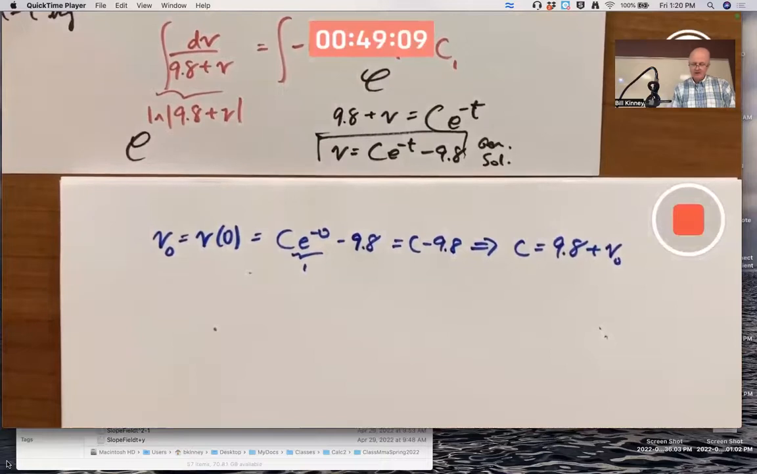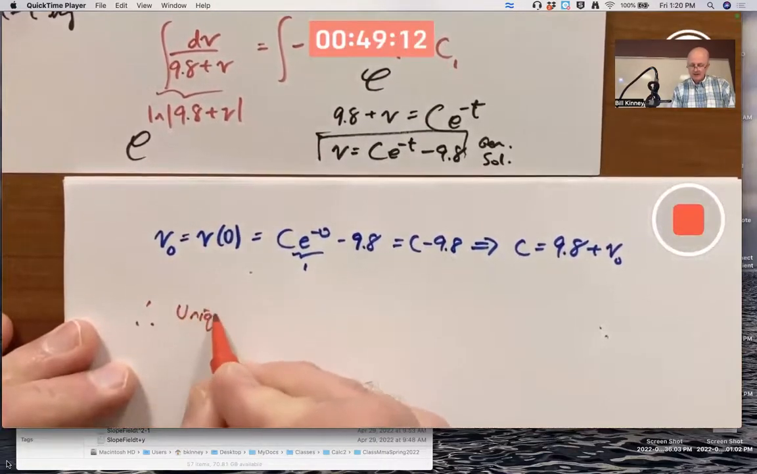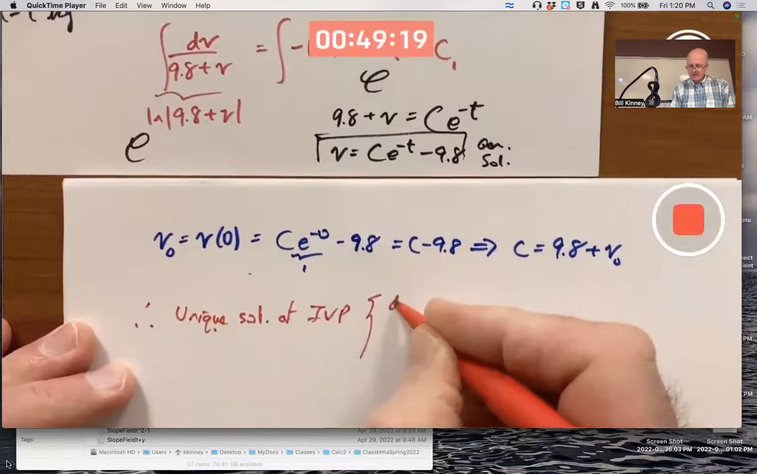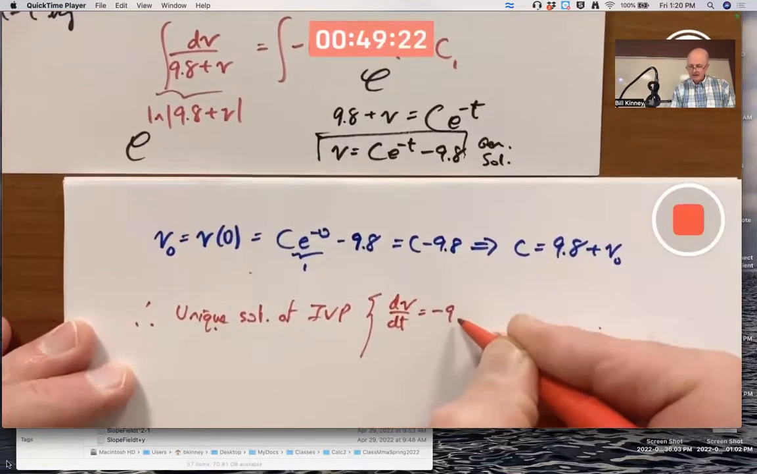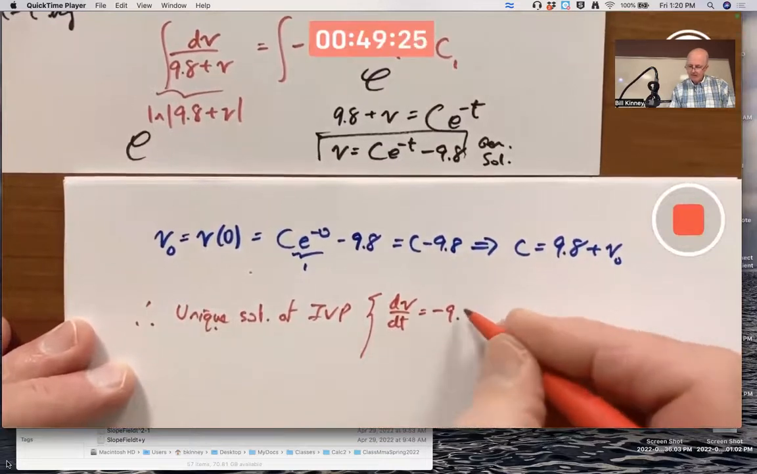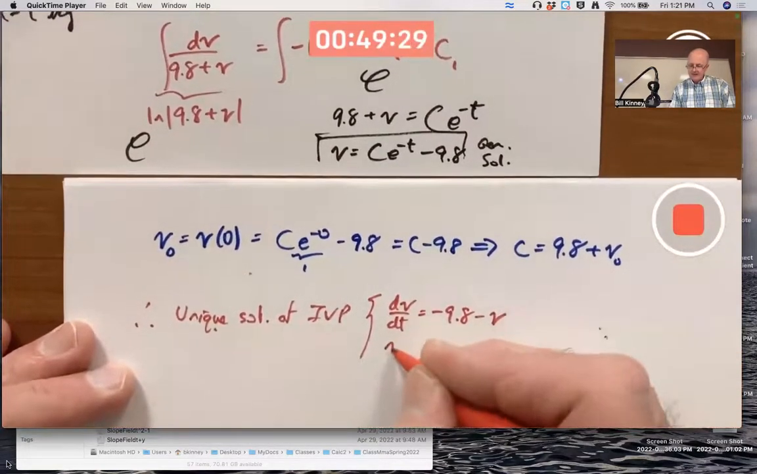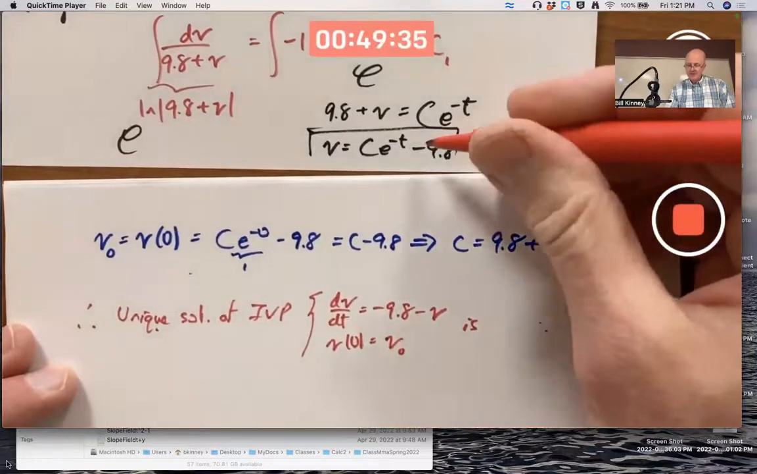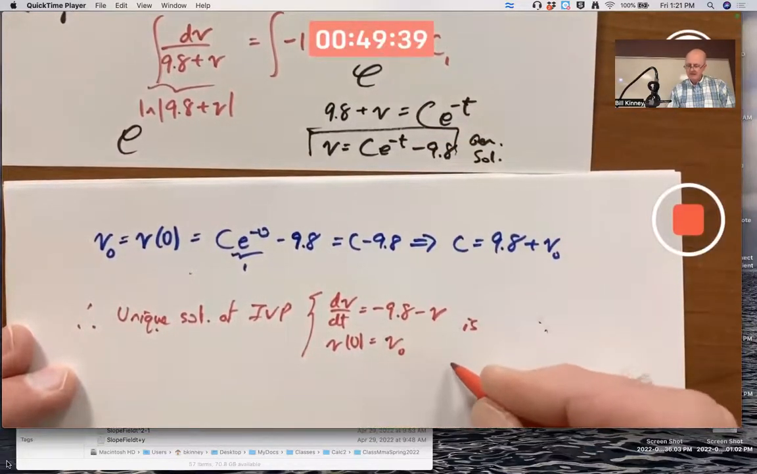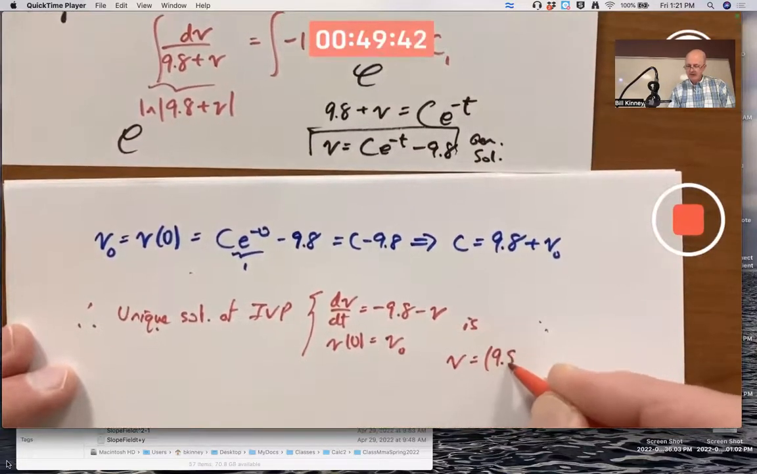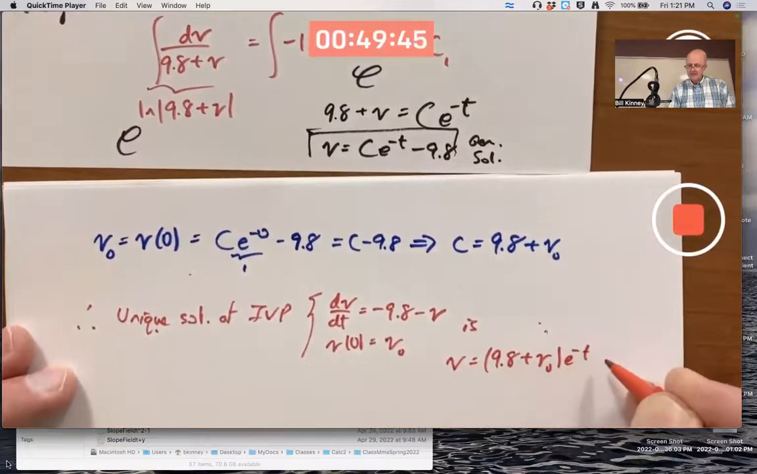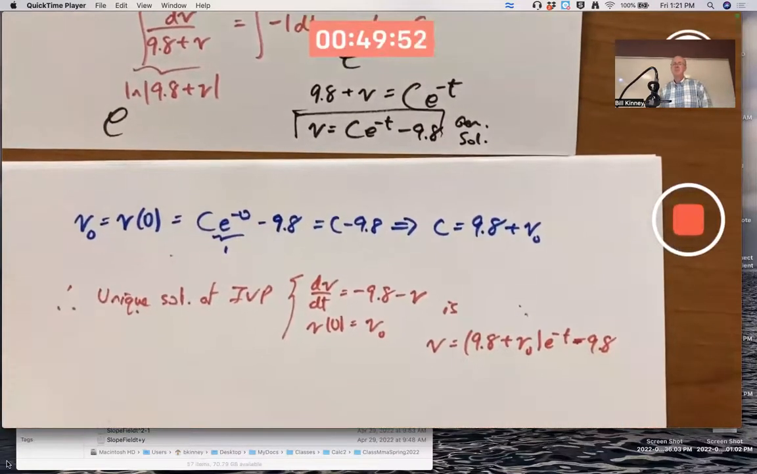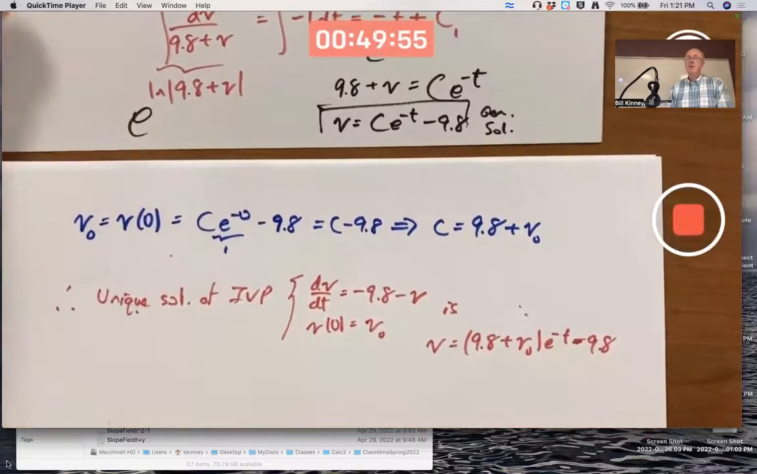And therefore, the unique solution of the IVP consisting of this differential equation and this initial condition is this function, replace C with 9.8 plus V naught. V equals, in parentheses, 9.8 plus V naught times e to the negative t minus 9.8. What would the graphs of such solutions look like?